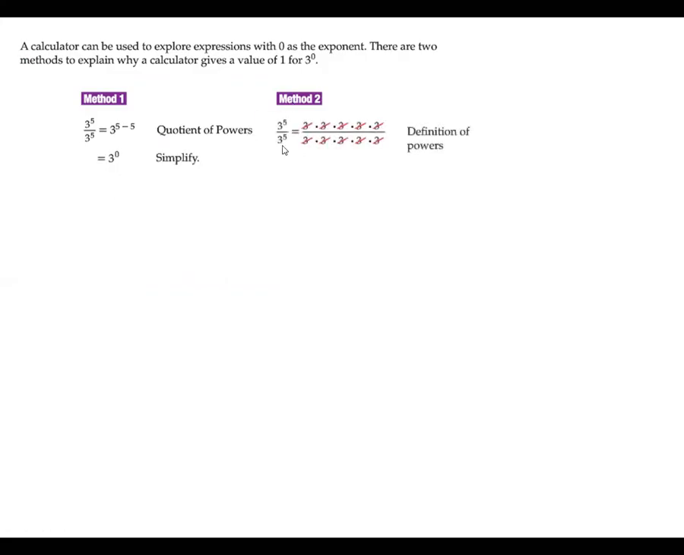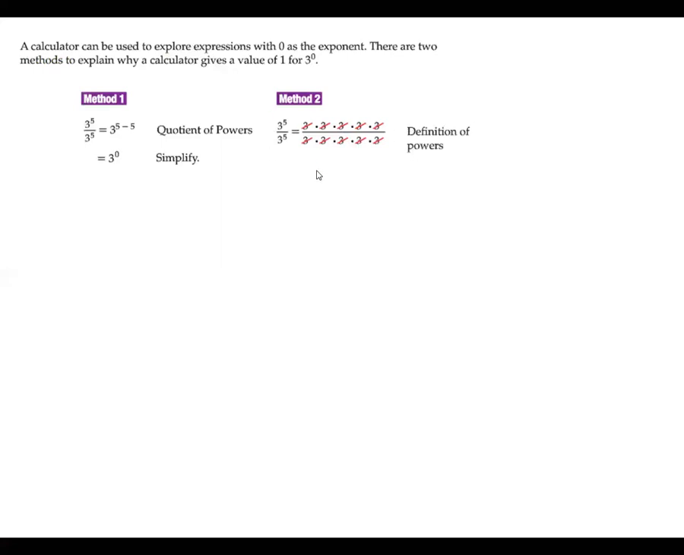All right, well, let's check this out. So 2 different methods get the same answer. If I do the quotient of powers, 3 to the 5th over 3 to the 5th equals 3 to the 5 minus 5. You subtract the exponents, you get 3 to the 0. The other method is to write it out. 3 to the 5th over 3 to the 5th.